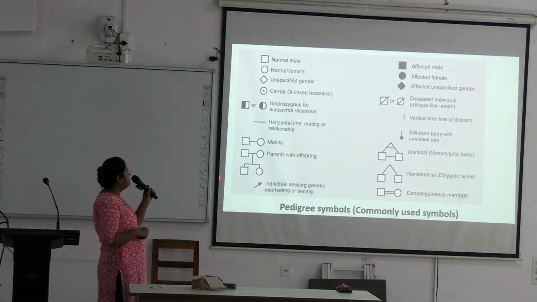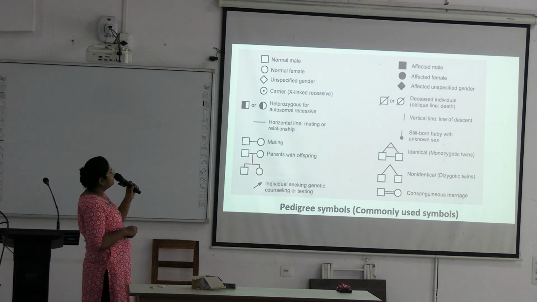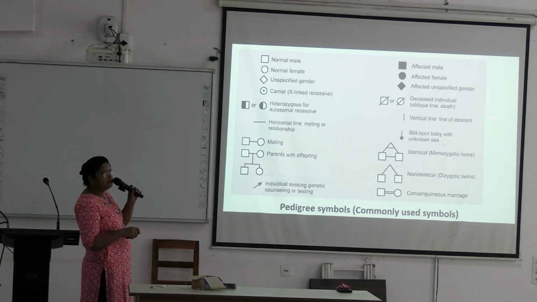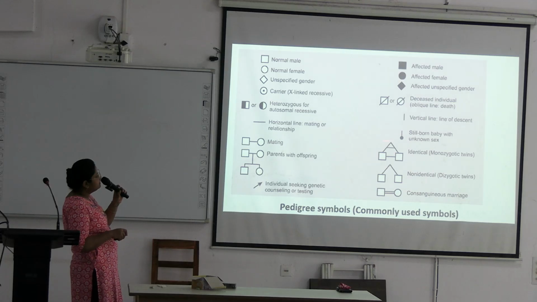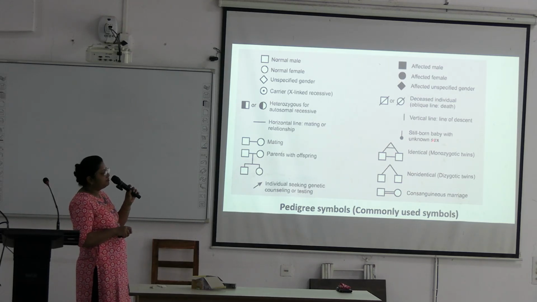Vertical line is the line of descent from parents to the offspring. This vertical line represents the descent, and this vertical line with a dot represents the stillborn baby with unknown sex.